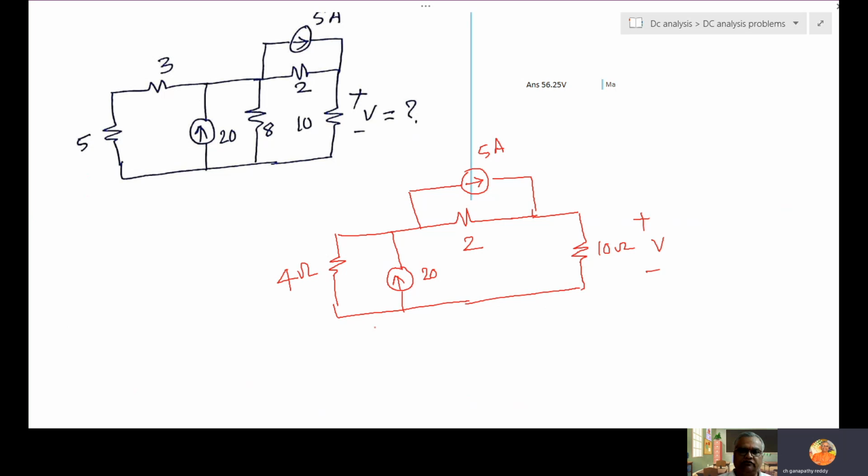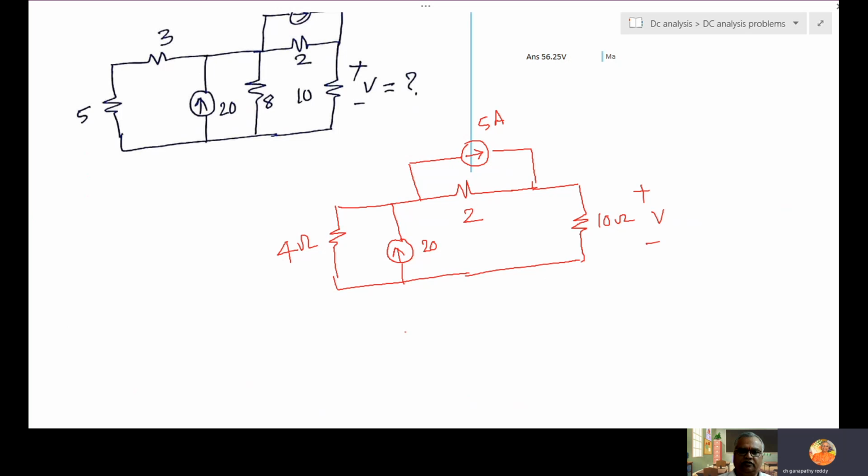So the best thing is to convert again into a voltage source. So 20 into 4, 80. This 4 will become series. So this is 80 volt and 4 ohm. 5 into 2, 10 and 2.